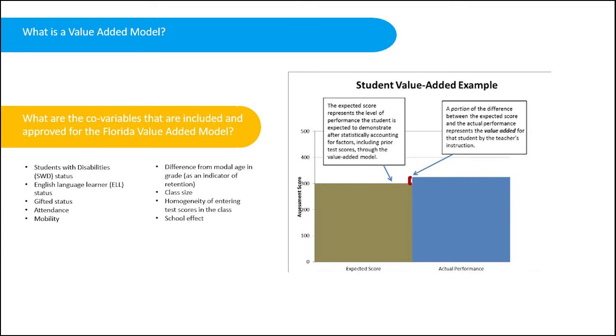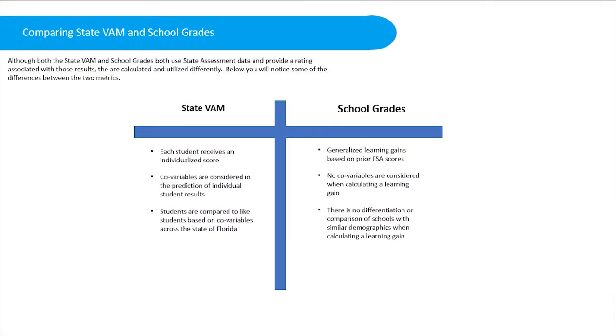Let's take a minute to look at the example on the right. The difference between the expected score and the actual performance represents the value added for that student. Finally, how does this all fit together? Although both the state VAM and the school grades both use state assessment data and provide a rating associated with those results, they are calculated and utilized differently. Below you will notice some of the differences between the two metrics.